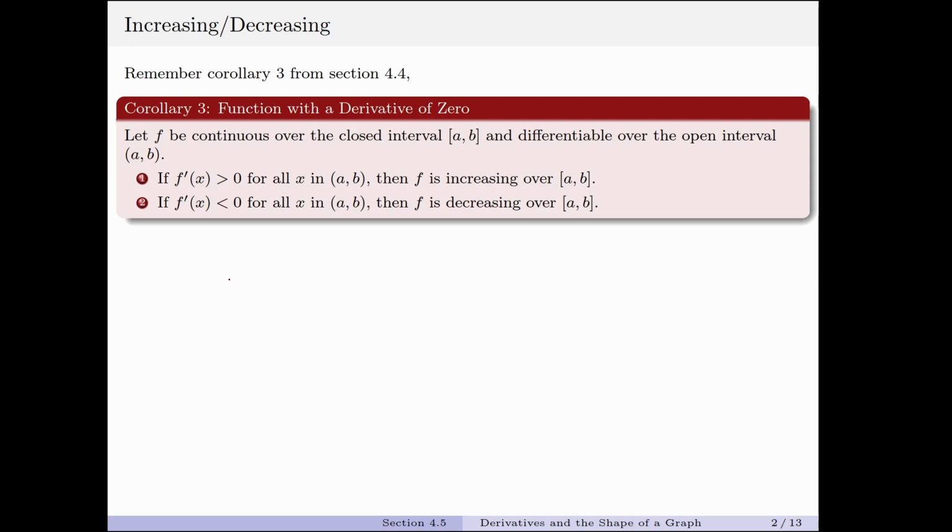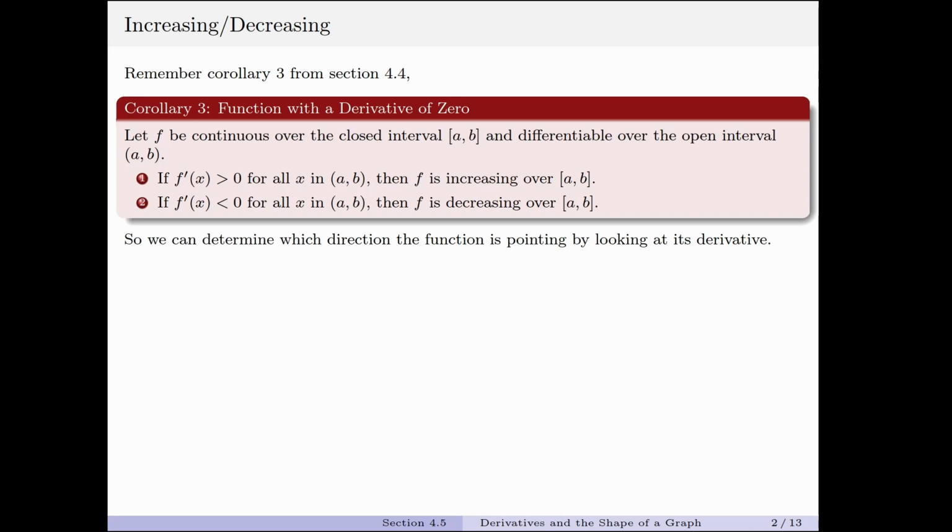So we're going to pick up from where we left off in the last section, Corollary 3 from section 4.4 on the intermediate value theorem. In this corollary, we looked at a continuous function over a closed interval, and we said if the derivative is positive, then the function is increasing, and if the derivative is negative, then the function is decreasing. And that's something that we looked at earlier in the chapter when we were talking about derivatives.